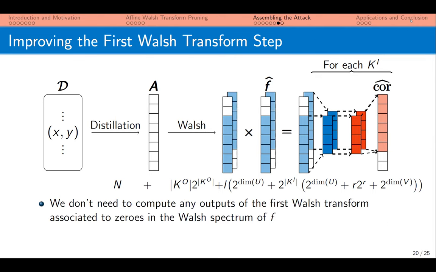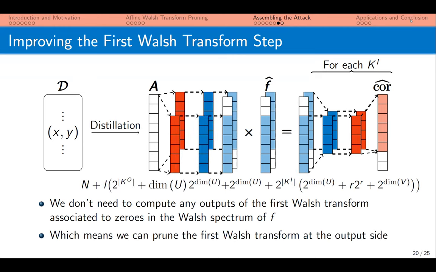Next, we look at the first Walsh transform step, which again is restricted at the output side by the support of the Walsh spectrum, because we don't need to compute something which is going to be multiplied by zero. And again, we can use the pruned fast Walsh transform algorithm in this step.